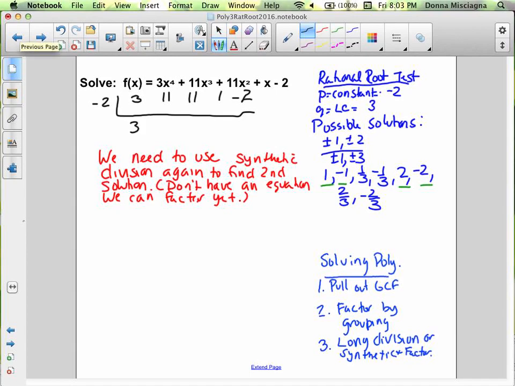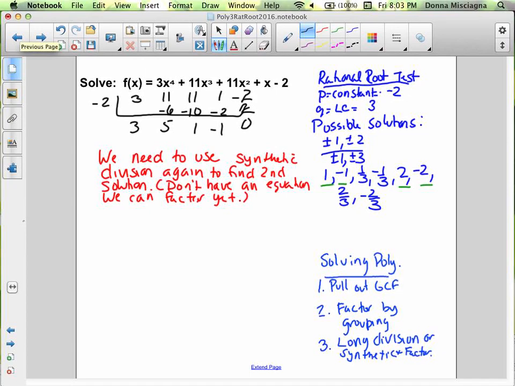All right, so we'll bring down the 3. 3 times negative 2 is negative 6. Add, we get 5. 5 times negative 2 is negative 10. Add, we get 1. 1 times negative 2 is negative 2. Add, we get negative 1. Negative 1 times negative 2 is 2. Add, we get 0. All right, so you can narrow down your choices by using a little logical reasoning.